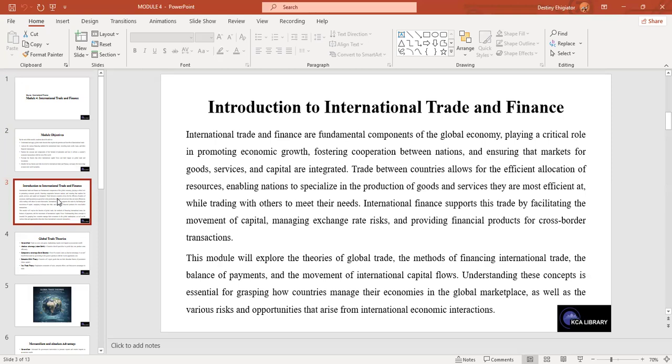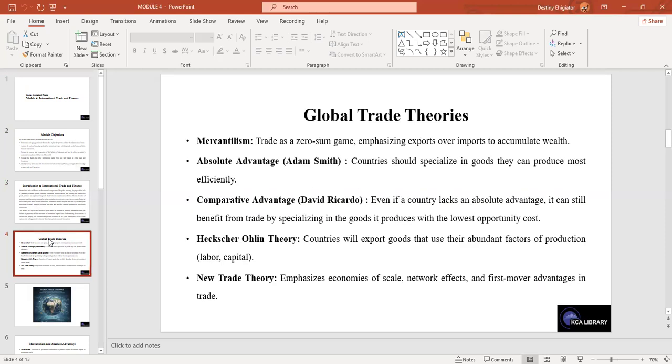Understanding this concept is essential for grasping how countries manage their economies in the global market space, as well as the various risks and opportunities that arise from international economic transactions. Let's look at some of the global trade theories that we have.